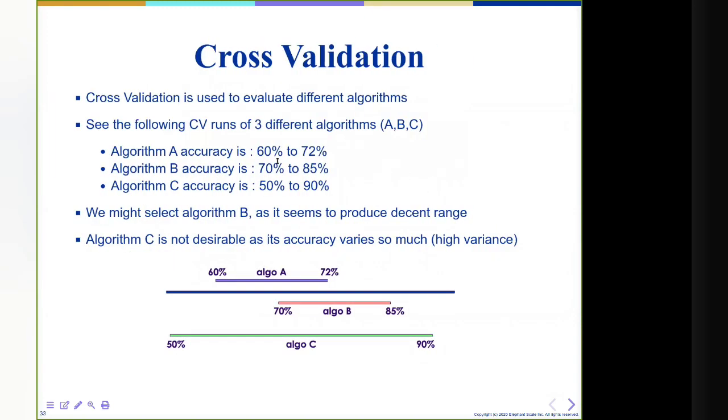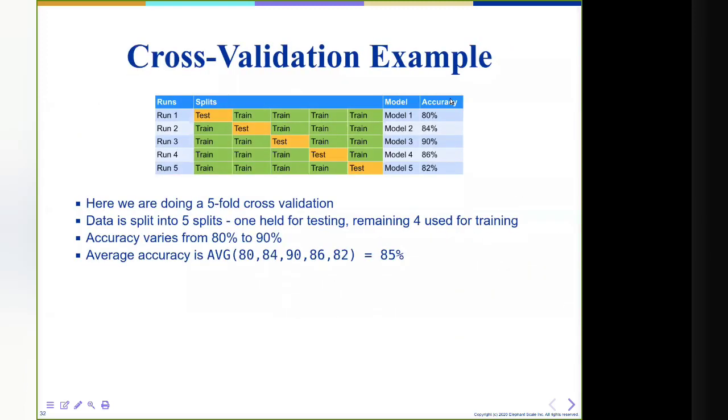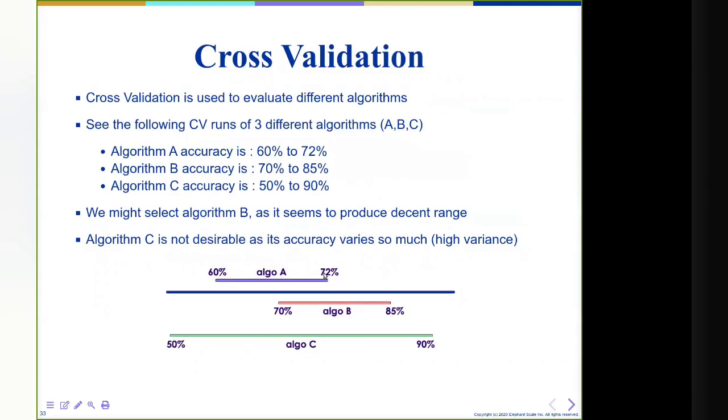Typically, in the real world, let's say you want to solve a problem. There's more than one algorithm you can use. So which one do you use? The answer is we try all and see which one works better. Machine learning is trial and error. Let's say in this problem I have 3 different algorithms shortlisted, A, B, and C, and I'm running them through cross-validation. Remember, when you do cross-validation, we get a range of accuracies. Algorithm A produced 60 to 72% accuracy.